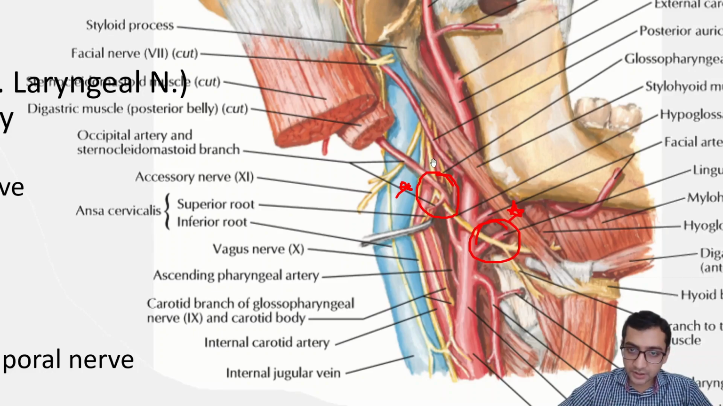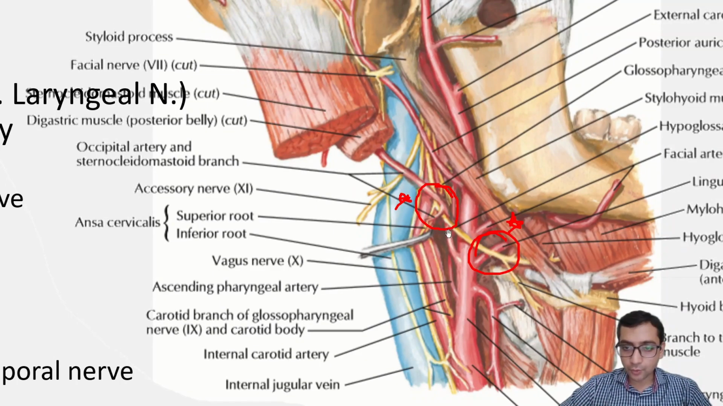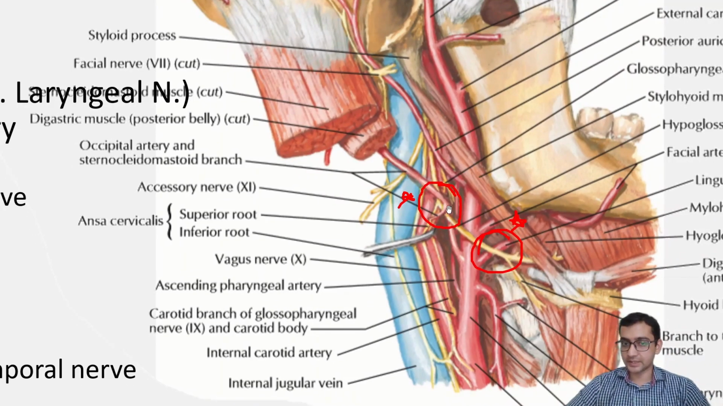You can see the hypoglossal nerve coming right here, moving just around the external occipital artery, and winding around it to go front, and it is held in this place by this branch, the inferior branch of the sternocleidomastoid artery. So this is the point.